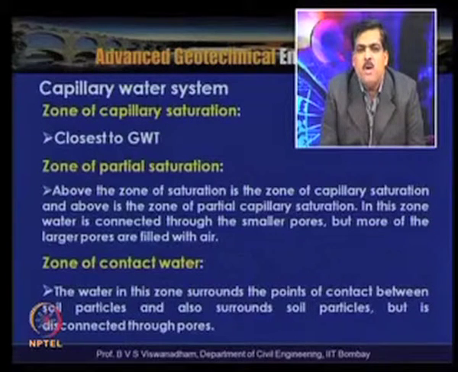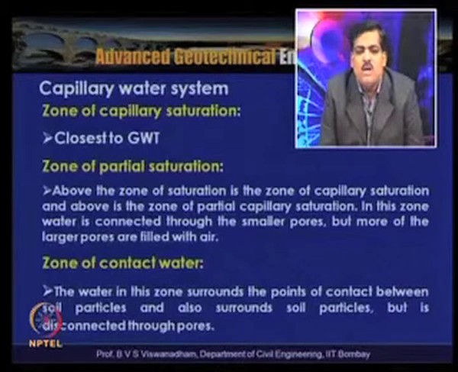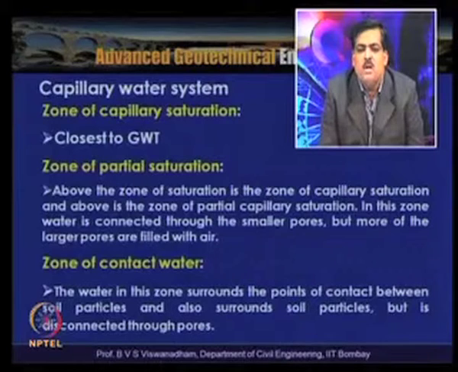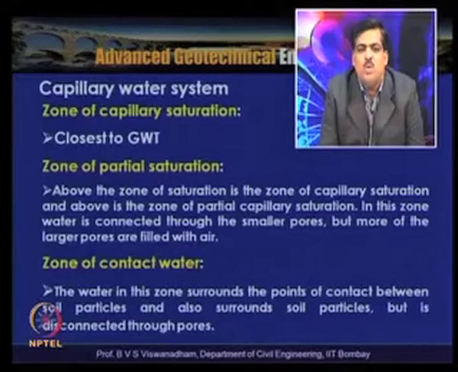So, here there is a possibility that at this interface the air entry takes place. And zone of contact water: this is the water in the zone that surrounds the points of contact between the soil particles and also surrounds the soil particles, but is disconnected through the pores. So, we have three zones. One is the zone of capillary saturation, which is completely saturated, and the zone of partial saturation, that is above capillary saturation, and the zone of contact water, which is also called contact moisture between the soil grains.